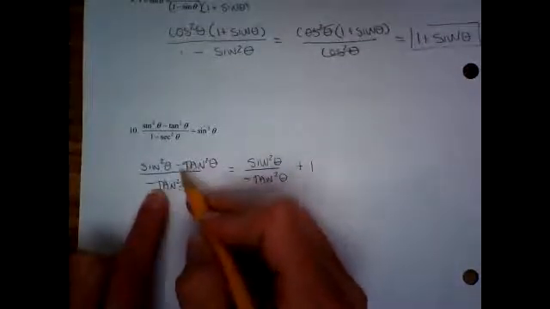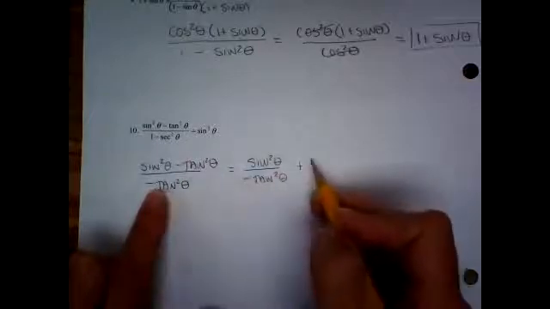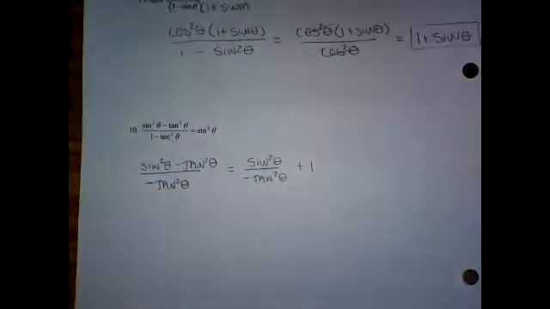And then what I would do is separate this. We're going to put the sine squared over the negative tangent squared, and then the negative tangent squared over the negative tangent squared. And actually anything over itself is going to be 1. So I'm just going to change that to +1. You can write it out, I guess, if you want to, but anything over itself is going to be 1. And even the negatives cancel. Negative over negative is going to cancel. So that'll actually just be +1, which is sort of nice.